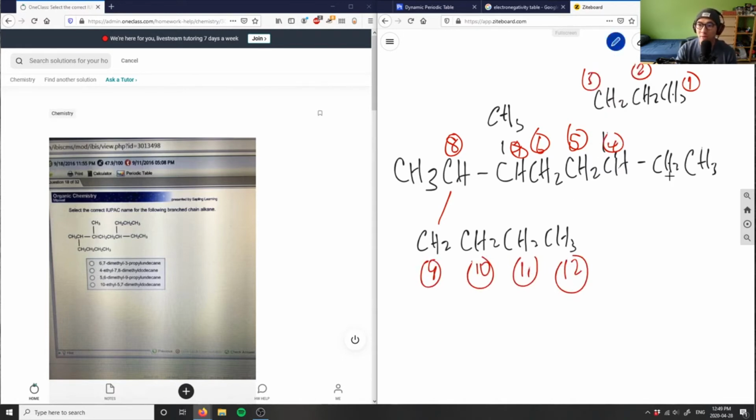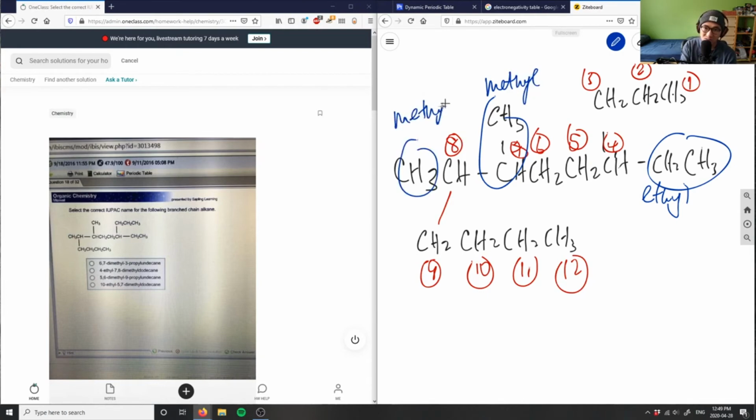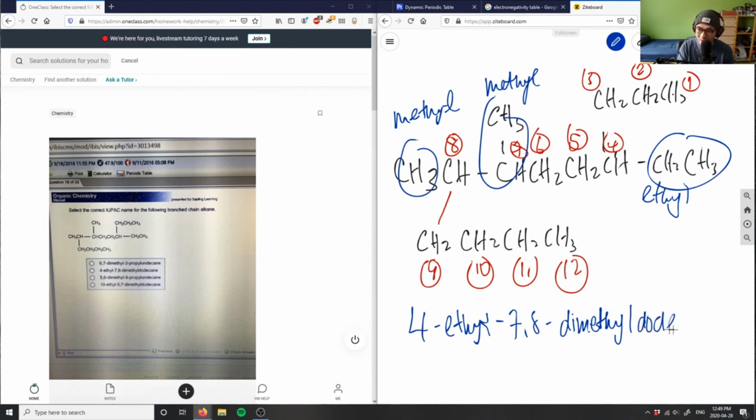And let's see, I would have an ethyl group on 4. So I have an ethyl group on 4 here. I have a methyl on 7. I have a methyl on 8. And that's about it. So if I were to write this, I would say in alphabetical order 4 ethyl. I would have 7 and 8 have a methyl group, so 7, 8 dimethyl. And then for a 12 carbon chain, this would be a dodecane chain, dodecane.